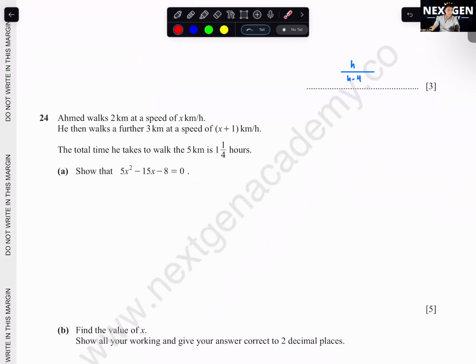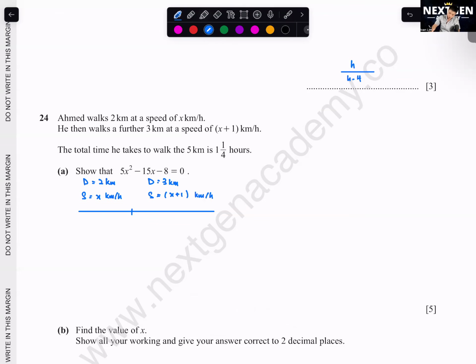So this is a kinematics question, which is your relationship between speed, distance, and time. How to understand this question? I want you to draw a straight line first. You split it into 2 parts, because you have 2 different parts here. First one, D is 2 km, speed is x kilometers per hour. He then walks a further 3 km, so D equals 3 km, and the speed is x plus 1 kilometers per hour.